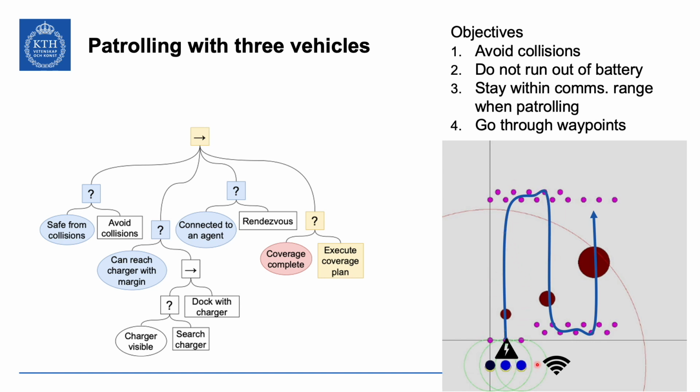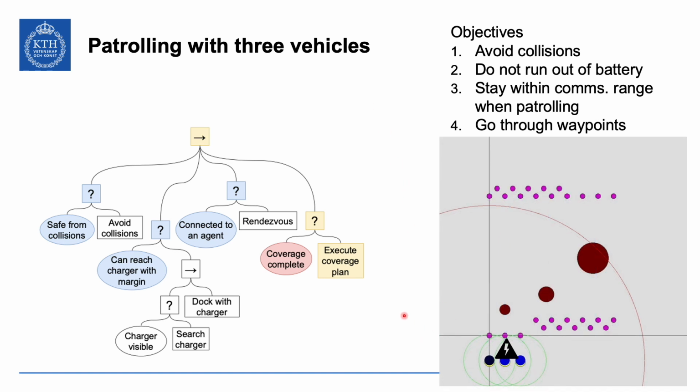But at some point, one is going to be good to go, and the other 2 go back to recharge. Then he's going to follow them, because even though he's good on battery, he's going to stay within comms range, because it's not allowed to do patrolling alone. And then you go through the waypoints as your 4th priority.